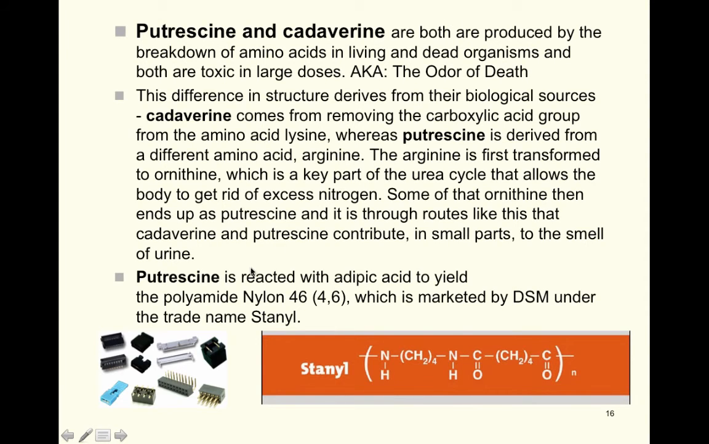In fact, putrescine is reacted and it makes nylon 4,6. Oh, I might have made a mistake here. I think the first 4 has to do with the diamine and then the second one with the acid. So switch that on the previous slide. And this is marketed under the trade name Stanyl. This is the monomer for Stanyl. Here's some examples of things I found made by Stanyl. This happens to be components for computers, but they also take the nylon 46 and they make it into fibers, and they can make it into clothing and other things like that. So something kind of interesting about putrescine and cadaverine.